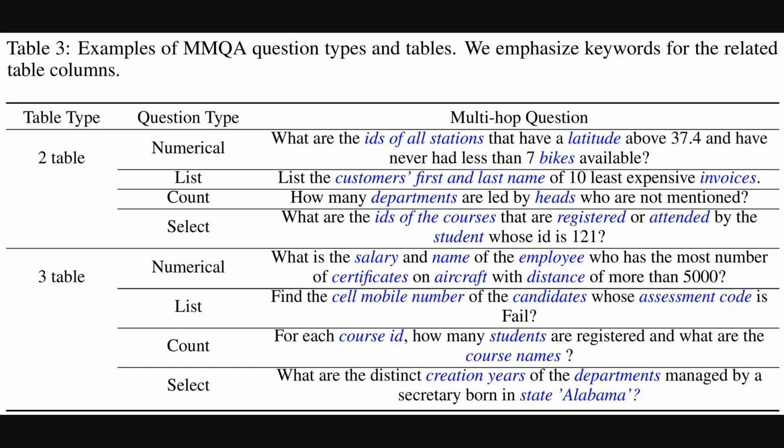Okay, so building on those dataset statistics, Table 3 gives us concrete examples of these multi-table, multi-hop question answering questions. It lays out different question types, like numerical, list, count, and select, for both 2-table and 3-table scenarios. And importantly, it emphasizes keywords within the actual questions that point to the relevant columns in the different tables. This really helps visualize the complexity the large language models are up against when trying to connect information across these multiple tables to find an answer.